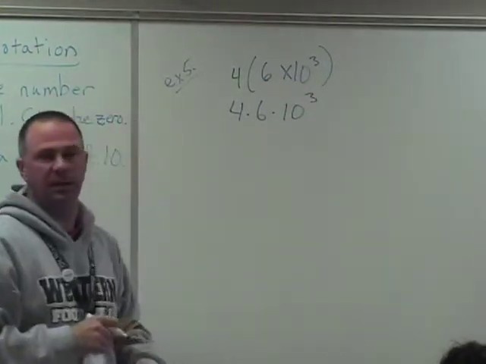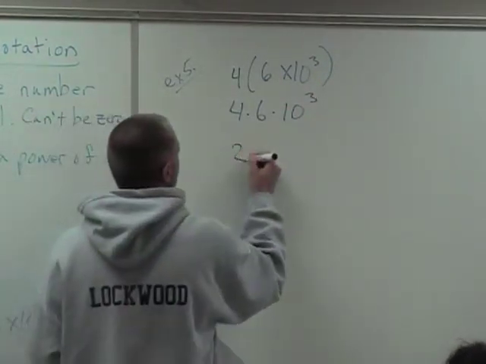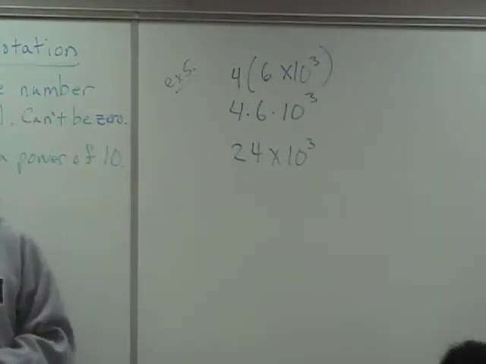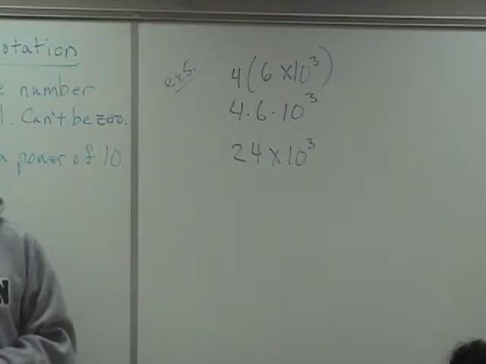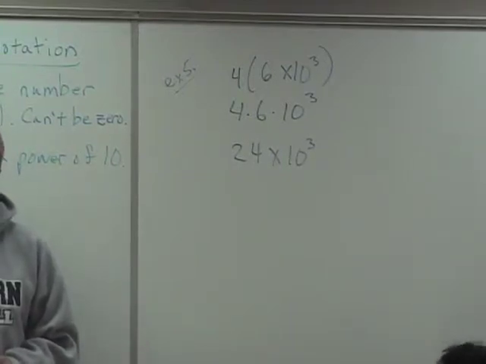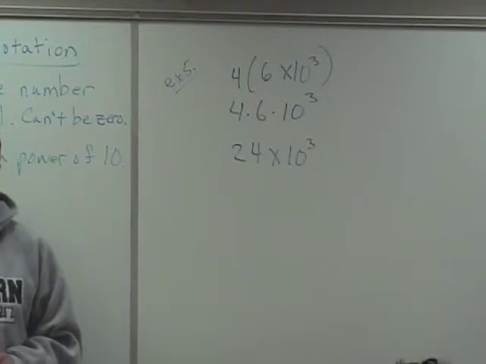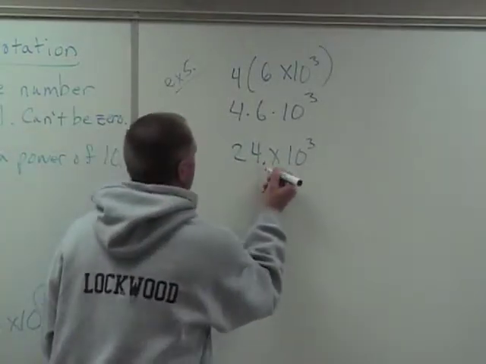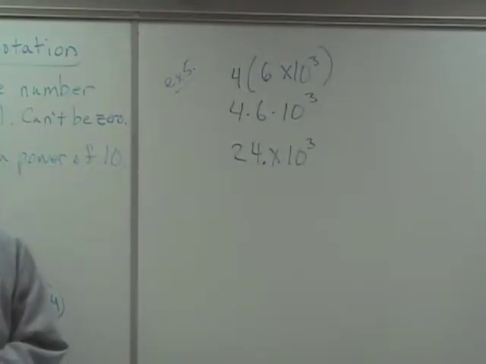Can I take 4 times 6? Alright, so now it's 24 times 10 to the third. Is that number in scientific notation? So much easier. Yes. No. So much easier to what? Like, understanding how to work out all that stuff. Why is it not in scientific notation? Because there's 2 places in front of the decimal. Yeah, you can only have 1 digit left of the decimal.